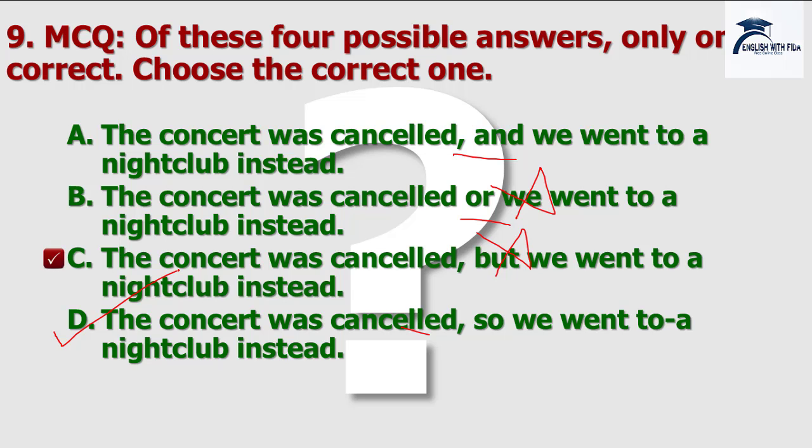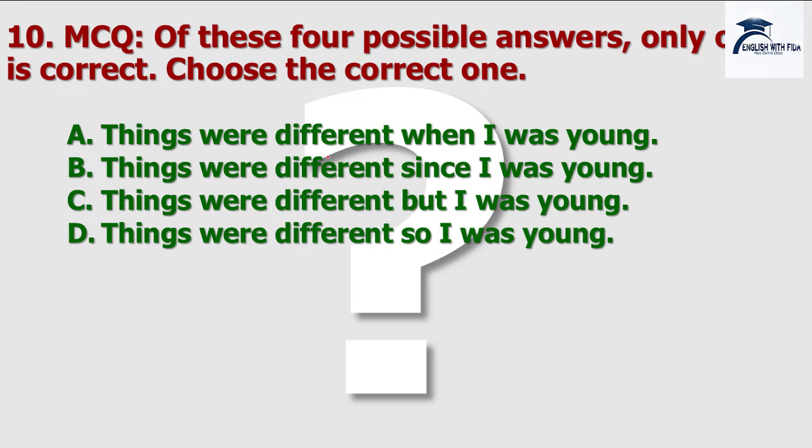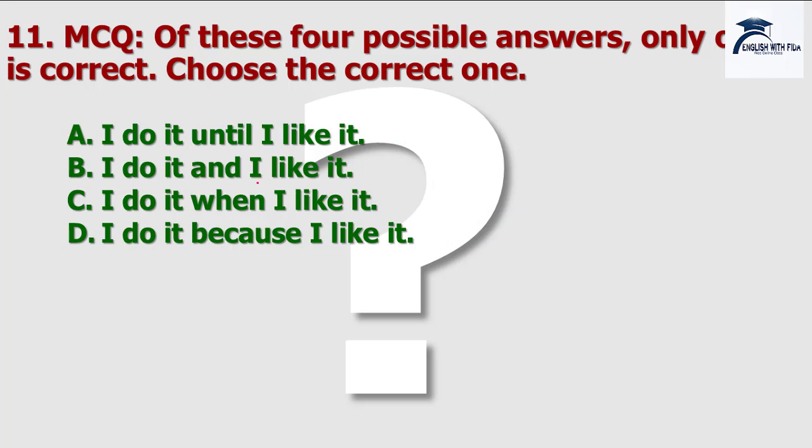Option D is correct. Things were different when I was young. Things were different since I was young. But I was, so when I was young is okay. I do it until I like it. I do it and I like it. I do it when I like it. I do it because I like it. Option D is correct.